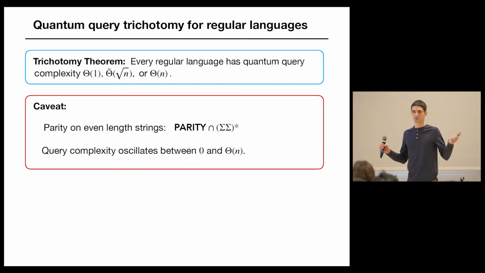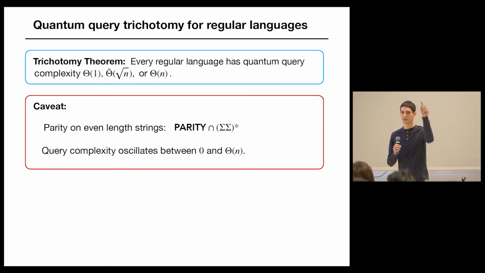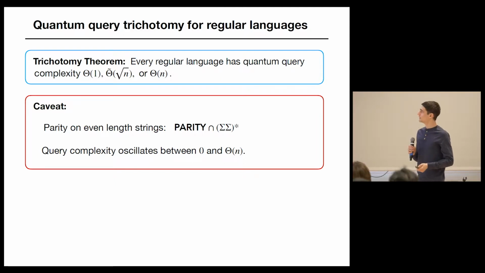We know they're not in the language, so we don't have to query anything, just immediately return that they're not in the language, right? But on strings of even length, then all of a sudden we have to solve the parity problem. So the query complexity is going to oscillate drastically between 0 and n, right? And so technically speaking, the query complexity of this language is neither constant nor n, right? So how do we fix this?